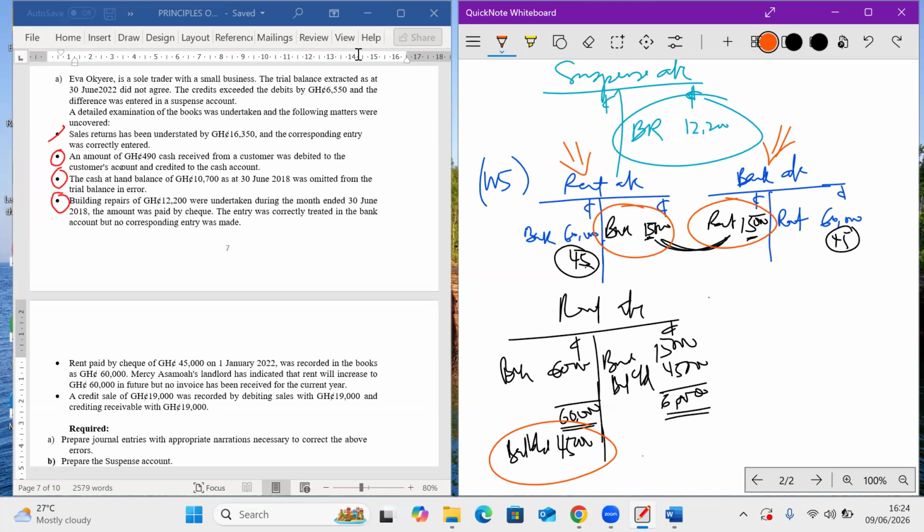In the two accounts, which one has the debit entry? Which one has the credit entry? Which one, between the bank and the rent, has a corrected debit entry? Bank. It's bank.